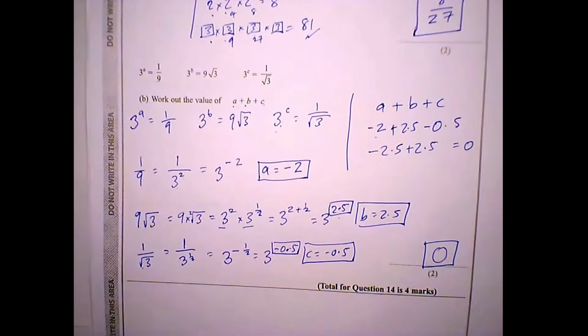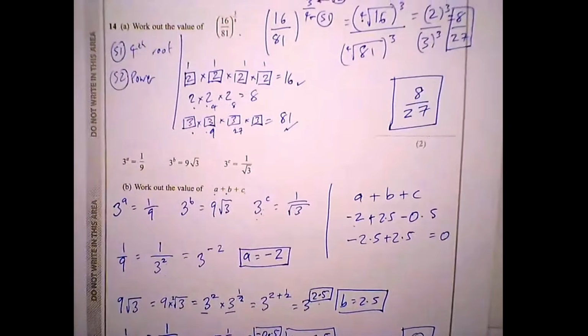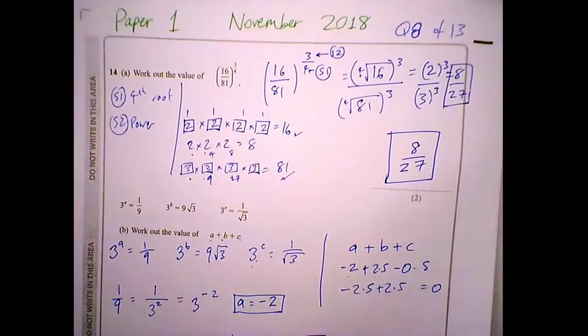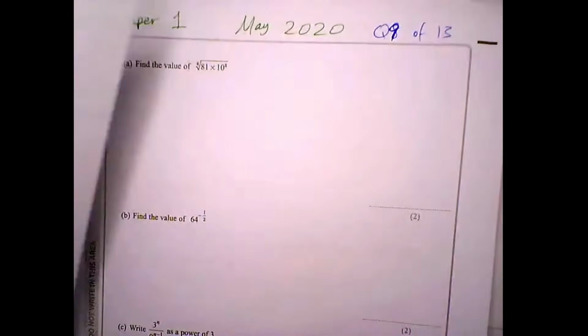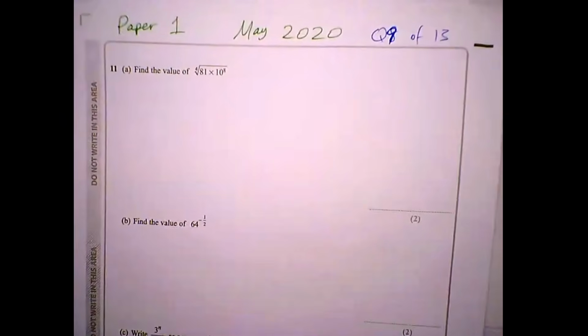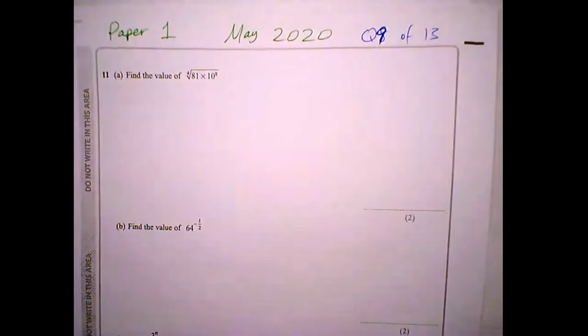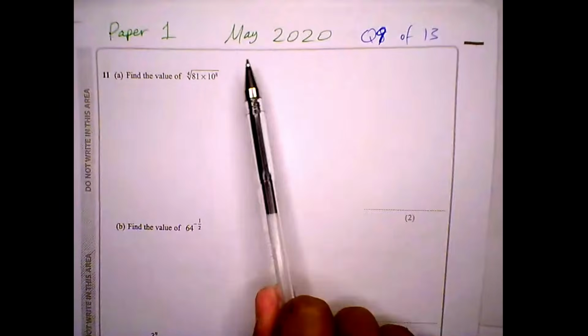All right, so hopefully you found this useful. Let's go to the next question. We've got 5 more to go. This is question 9 of 13. Again, this is from May 2020, paper 1.